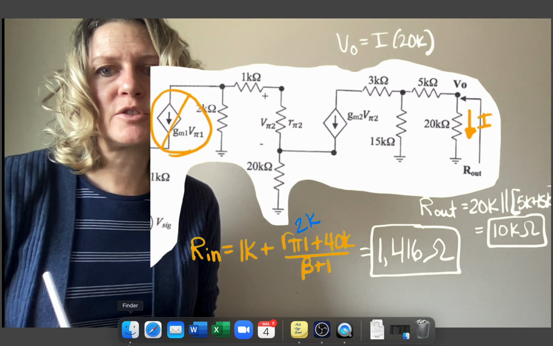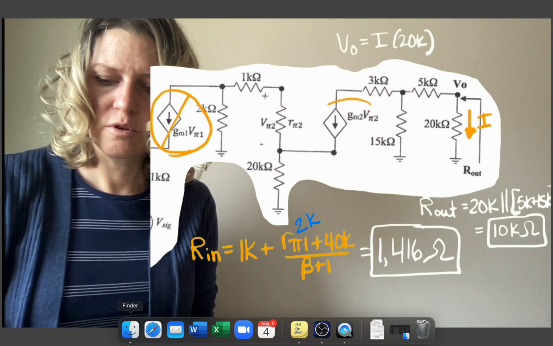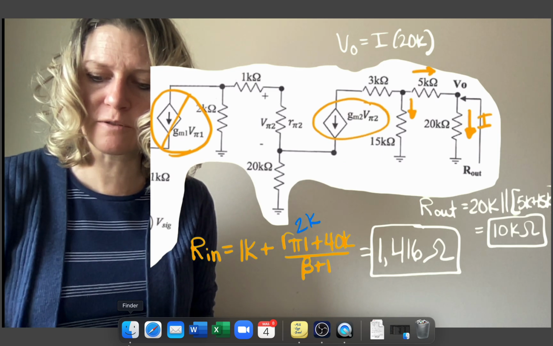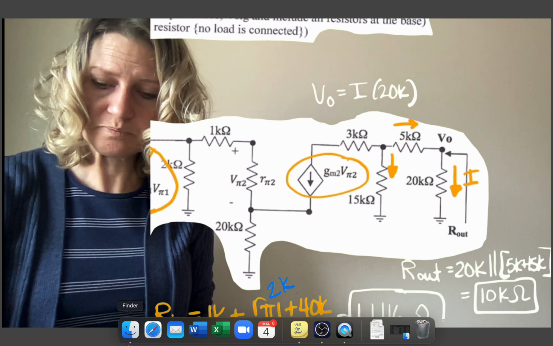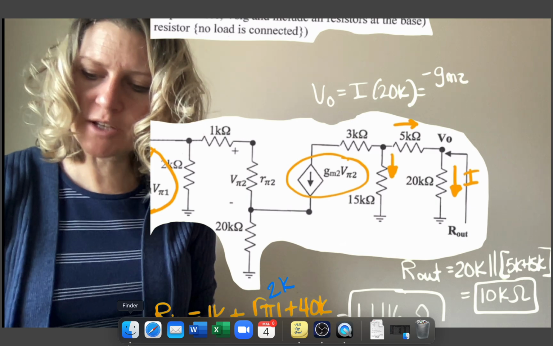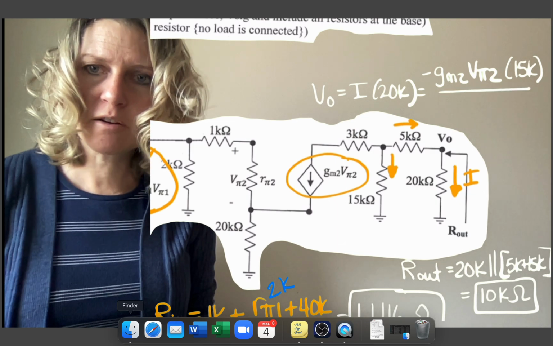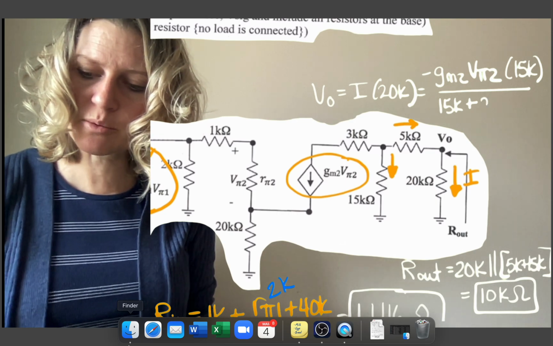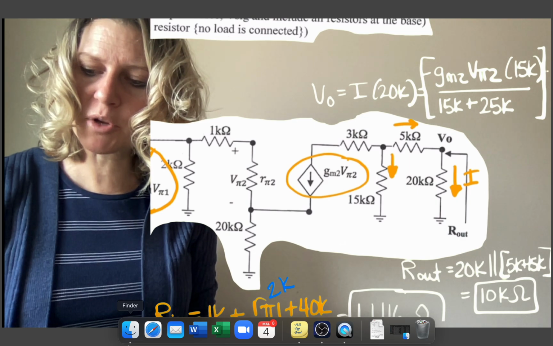And I is going to be a current divider from GM2 as my source, and then these two branches will have current from that. So that current equation will be minus GM2 Vpi2, and the opposite branch there will be 15K all over, 15K will be the one branch, and then the other branch will be 25K. So that will be my current, and then I multiply it by 20K.